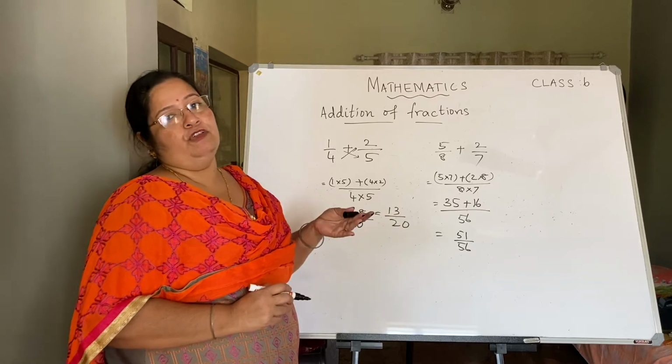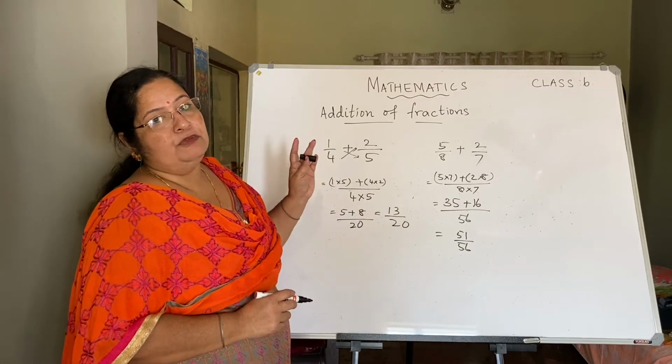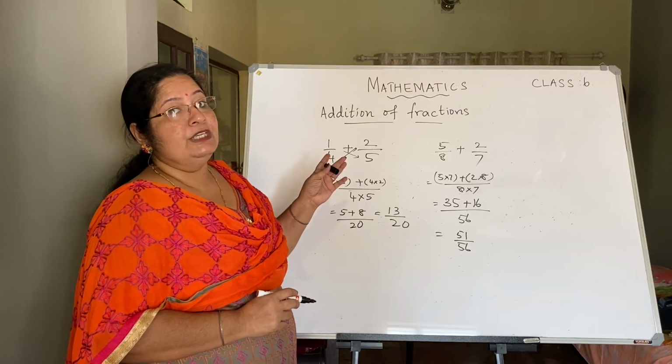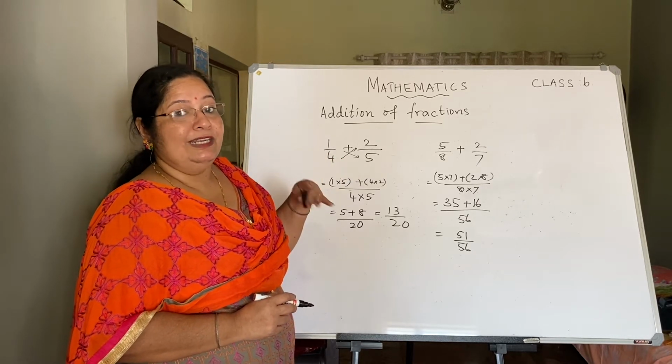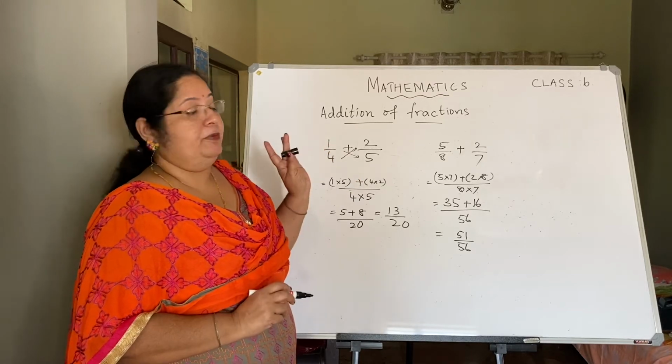Now see whether you can reduce this to the simplest form. If possible, go for that. Otherwise, leave it as it is. So to add two fractions, any two fractions, what do you do? The denominator will be the product of the denominators. Numerator will be the sum of the cross products.